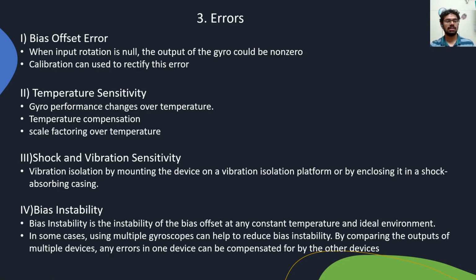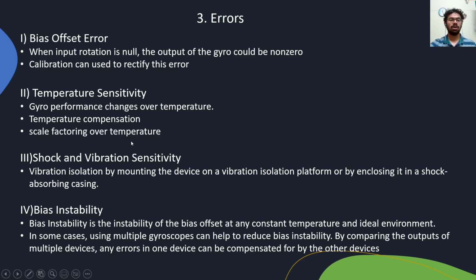One is temperature isolation. We'll make sure that the temperature of a gyroscope will be constant so that the error is zero. The second is temperature compensation. We'll be using an external sensor to detect the changes in temperature, and by detecting the change in temperature, we can do some calculations or calibrate the device so that the error will be zero.